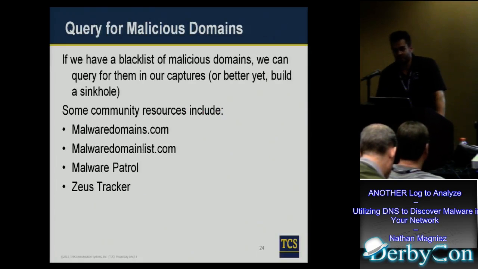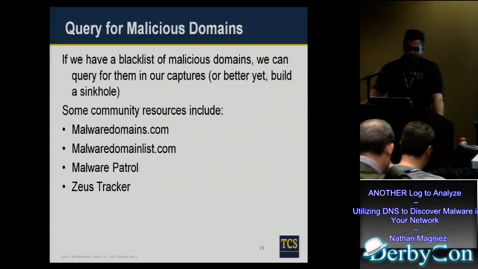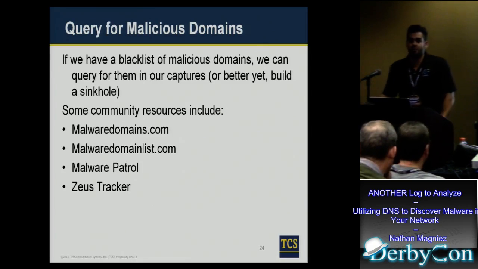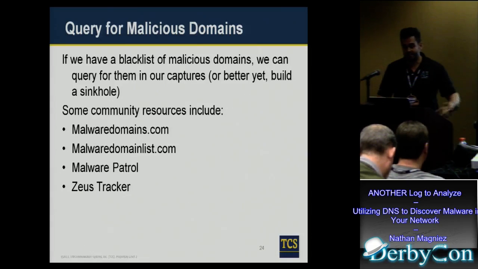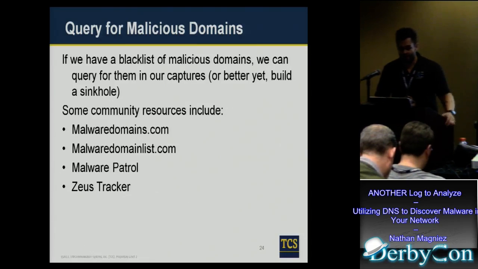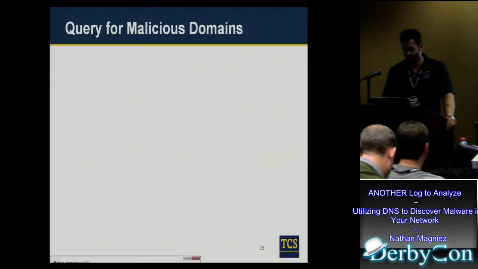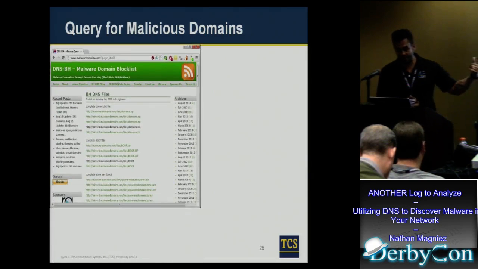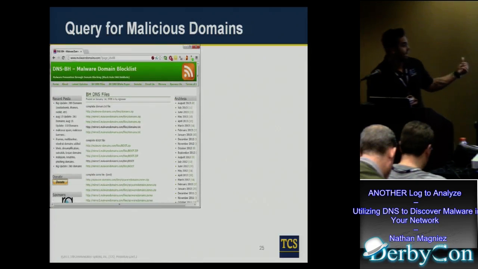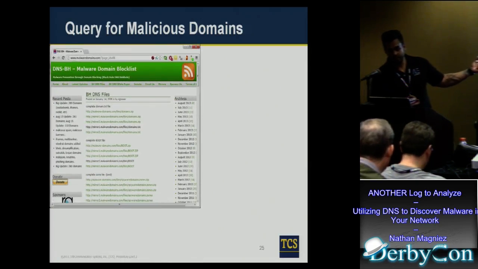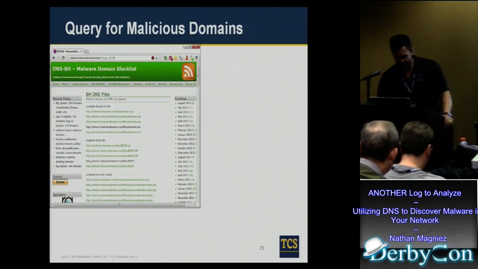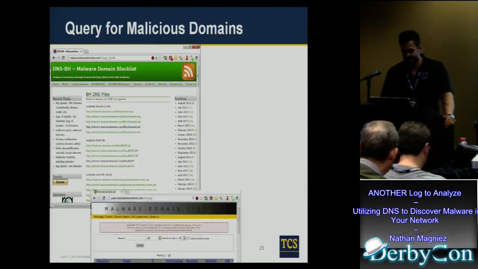All right. So we can also query for some malicious domains as well. If we have a blacklist of known malicious domains, we can go ahead and start to look inside of our logs for those too. So some good resources for that include Malware Domains, Malware Domain List, Malware Patrol, and Zeus Tracker. From that, we can either query them or, better yet, like I said, create a black hole or sinkhole. So some examples up here: Malware Domains block lists. Some of them have a blacklist or black hole list you can go ahead and pull down. I believe at least weekly, if not daily.